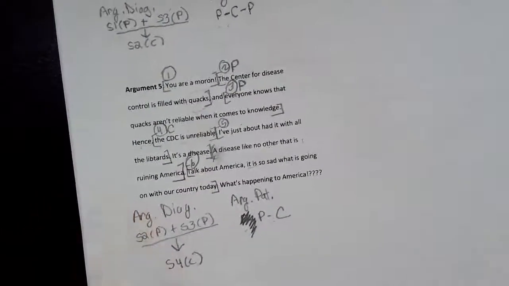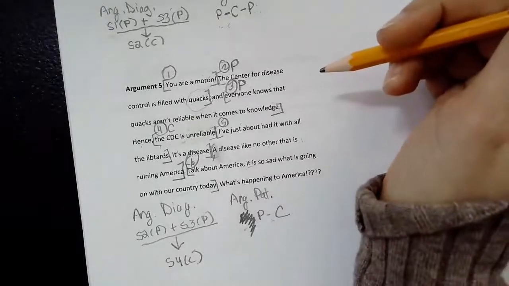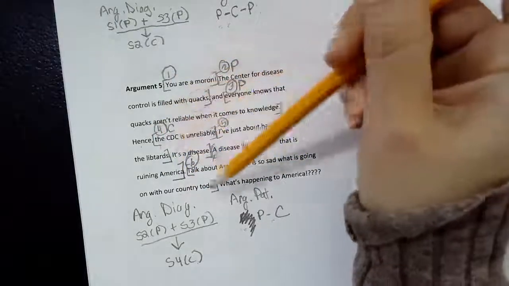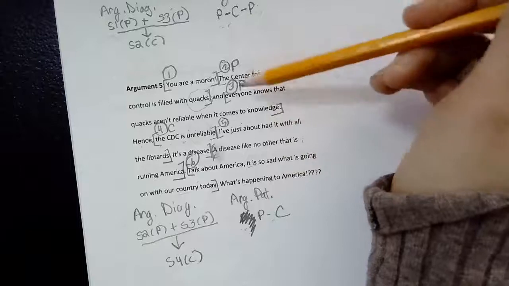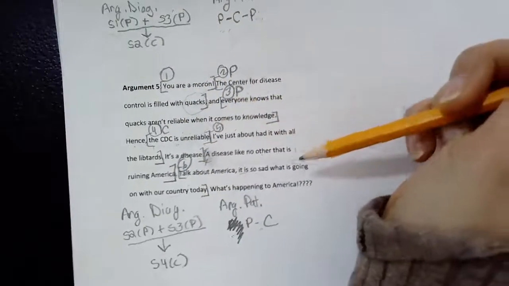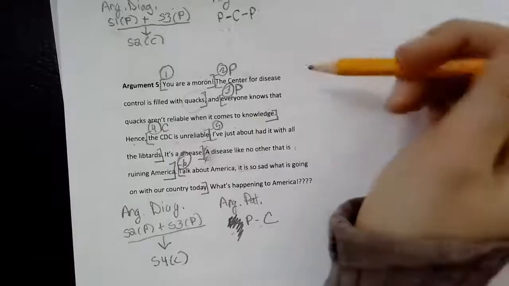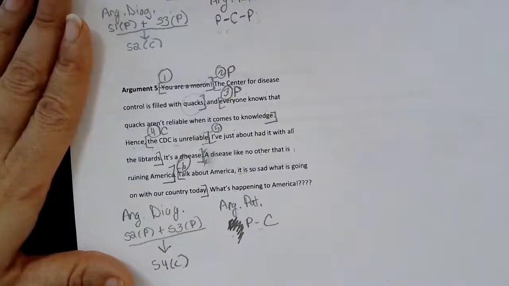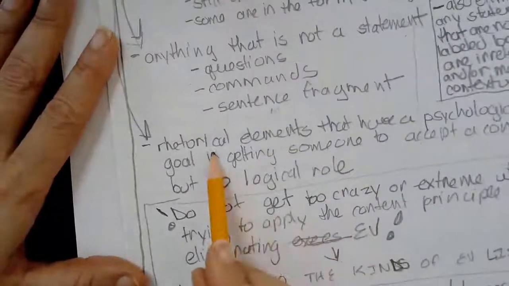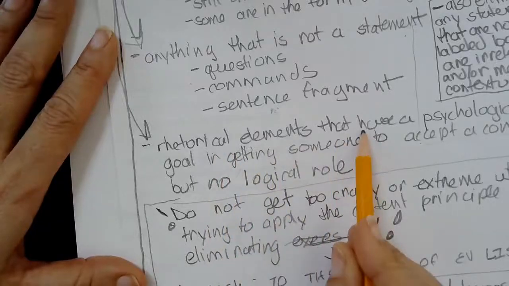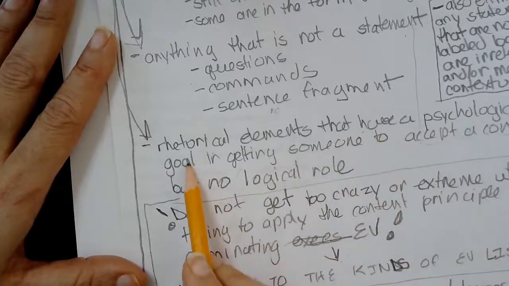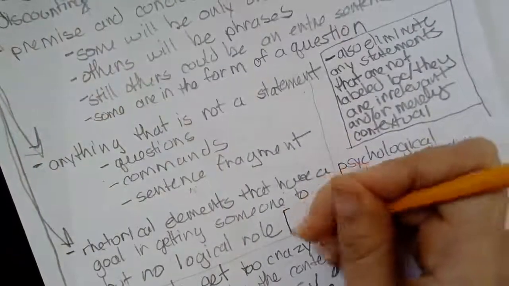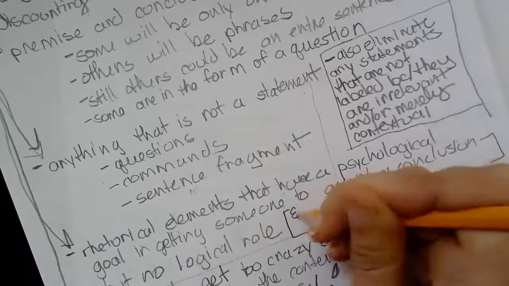Okay, so let's go to argument 5. I encourage you to stop and try this on your own. Look at your notes because there's going to be a new example from our notes of stuff to get rid of. So why not review your notes real fast from page 3 and then try this and then return to the video. So I hope you got rid of "you are a moron." What kind of excess verbiage is that? That is an example of a rhetorical element that has a psychological role or goal to play in trying to get you to accept a conclusion, but has no logical role. So let's put some examples to reference. Examples.